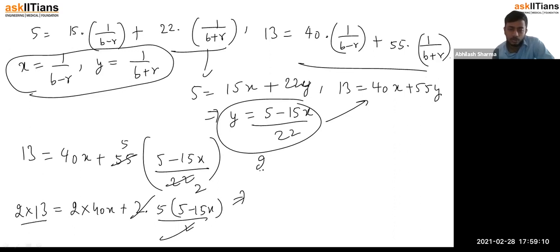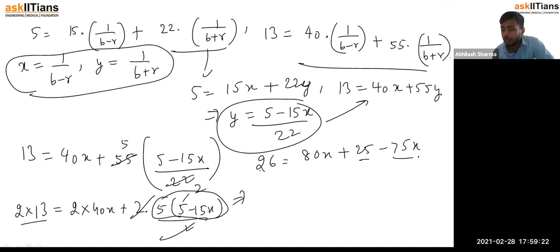So what are we getting? 26 is equal to 80x plus 25 minus 75x, right? I have just opened this bracket, okay? 5 5s are 25, minus 15 5s are 75, so that's what we are getting. Now 26 minus 25 is equal to 1, and 80x minus 75x is how much? 5x. So we are getting x is equal to 1 by 5.